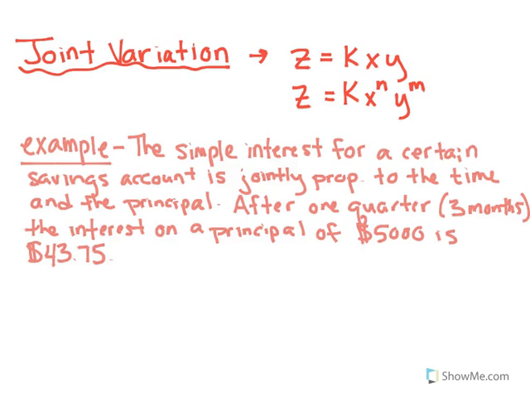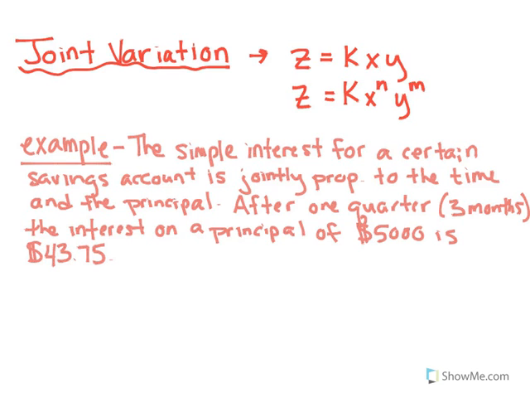So here's our example. We're going to have the simple interest for a certain savings account is jointly proportional to the time and the principal. After 1 quarter, which is equivalent to 3 months, the interest on a principal of $5,000 is $43.75.